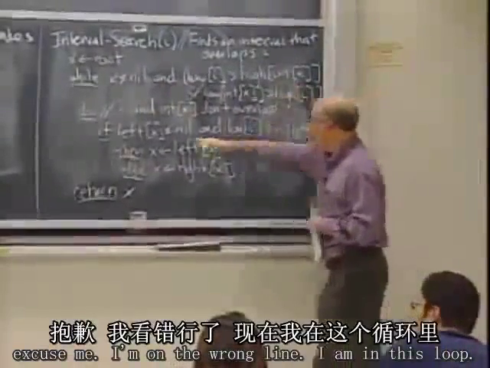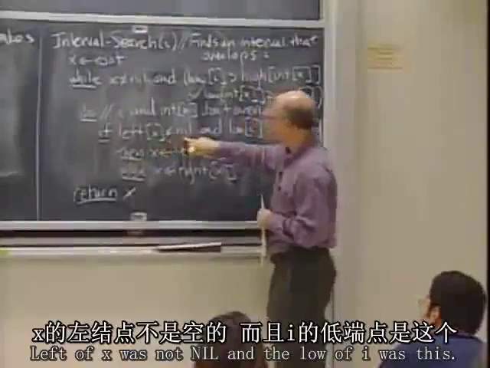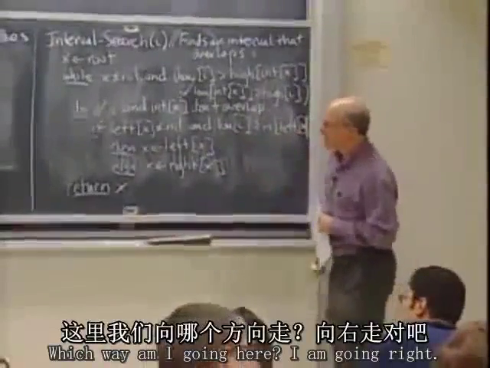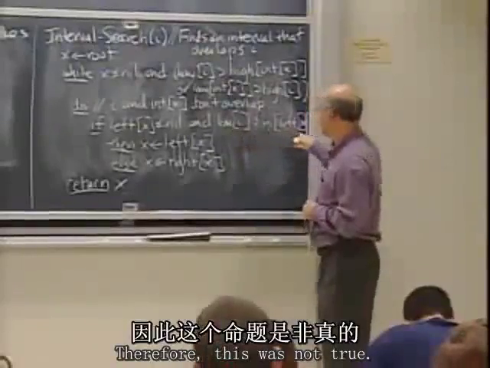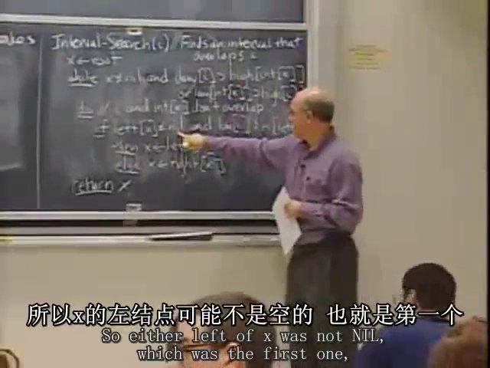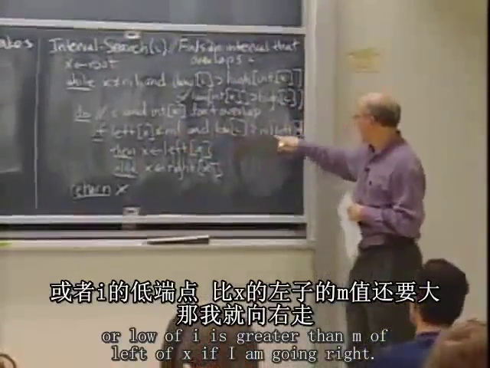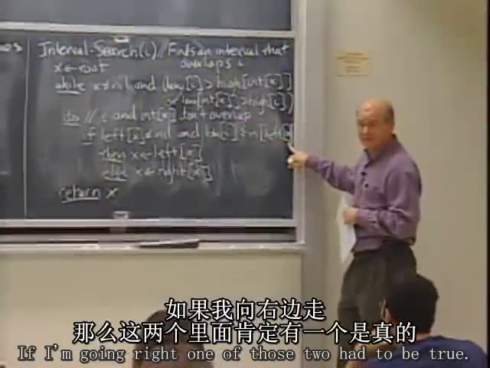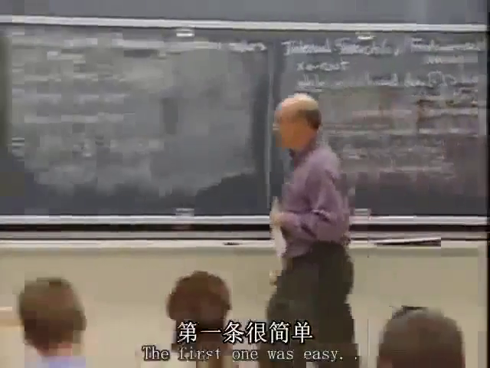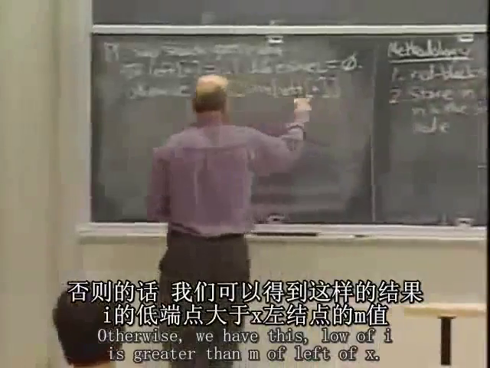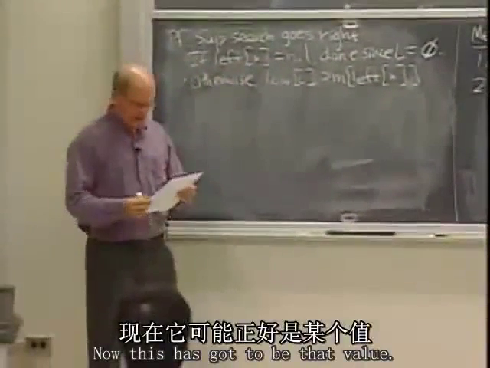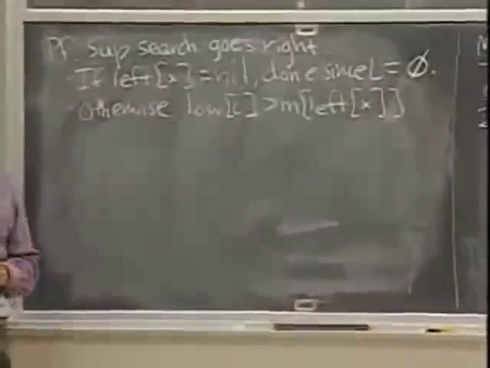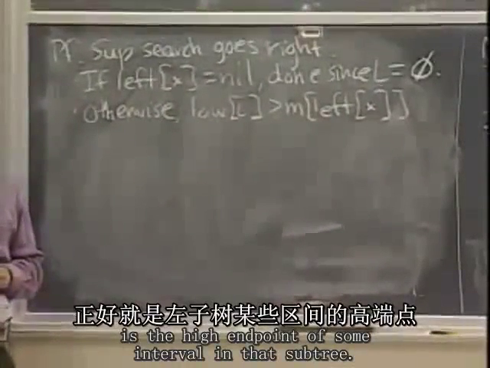Excuse me, I'm on the wrong line here. I'm in this loop, left of x was not nil, and the low of I was this, because I'm going right. So this was not true. Either left of x was nil, which was the first one, or low of I is greater than m of left of x. If I'm going right, one of those two had to be true. The first one was easy. Otherwise, we have low of I greater than m of left of x. That value, m of left of x, is the high endpoint of some interval in that subtree.